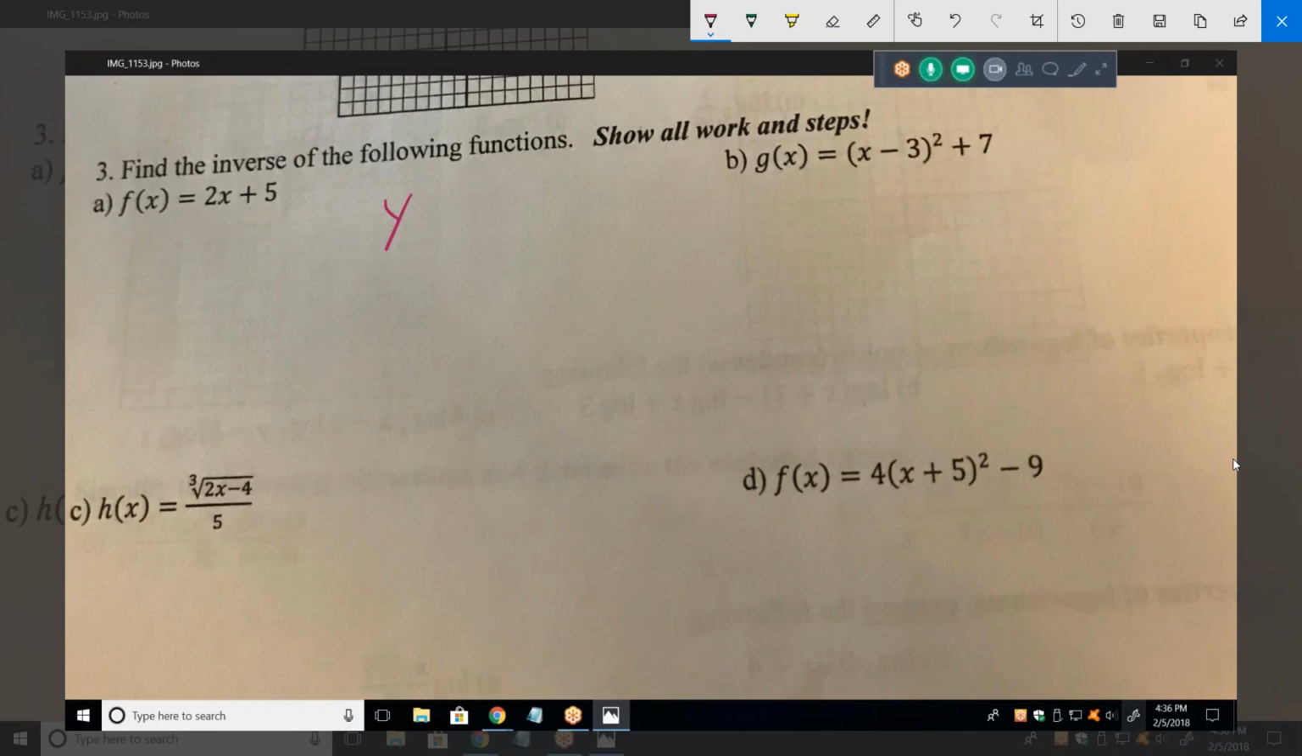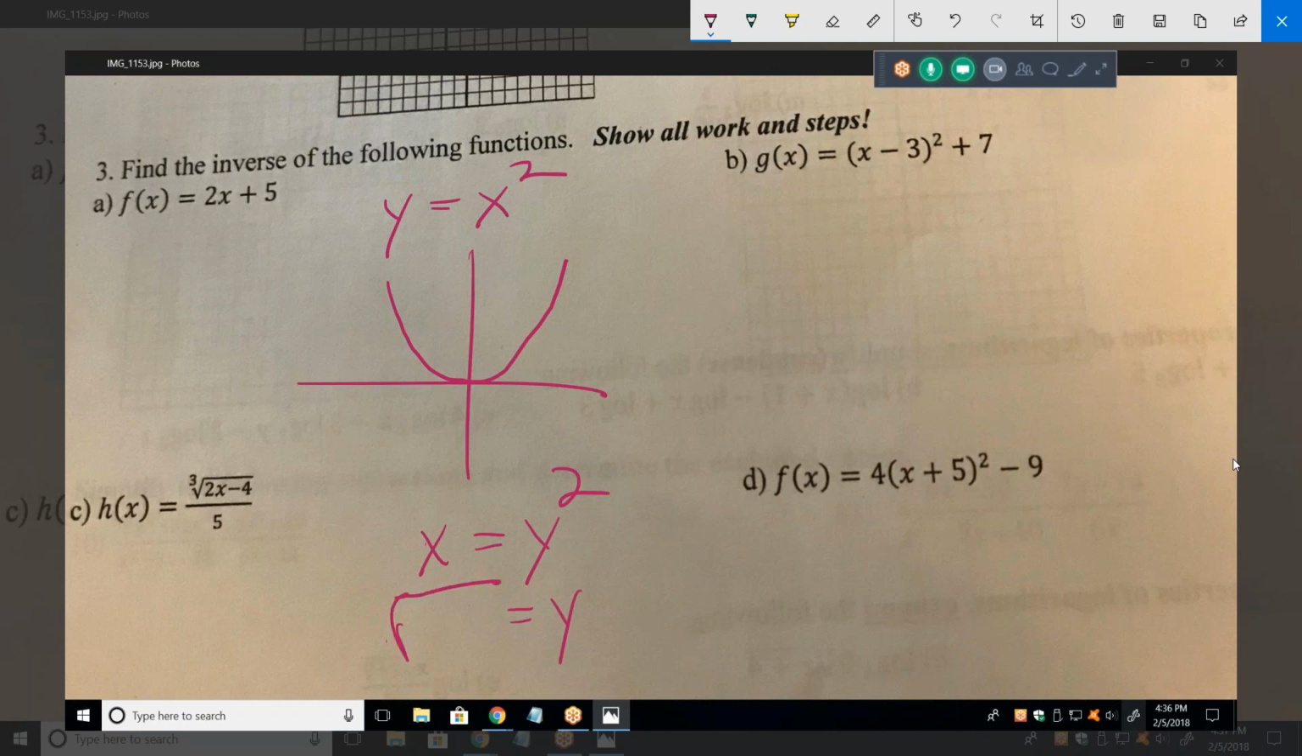If I said y equals x squared, that's this parabola. Okay? And if I say find the inverse, well, then it's x equals y squared, which means y equals the square root of x, correct? Wrong. y equals plus or minus the square root of x. So the true inverse of this thing is, and I'll draw it in a different color. Remember, I'm going to reflect it.